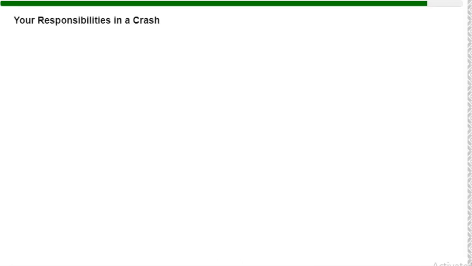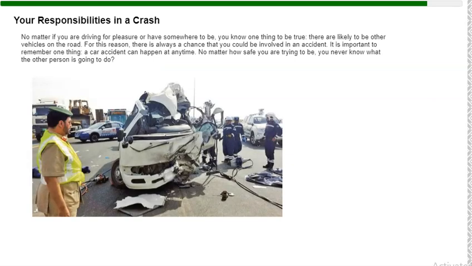Your responsibilities in a crash. No matter if you are driving for pleasure or have somewhere to be, you know one thing to be true: there are likely to be other vehicles on the road. For this reason, there is always a chance that you could be involved in an accident. It is important to remember one thing: a car accident can happen at any time. No matter how safe you are trying to be, you never know what the other person is going to do.